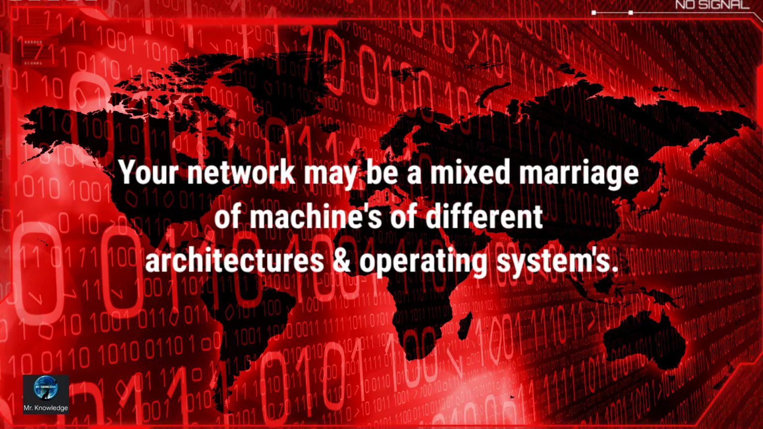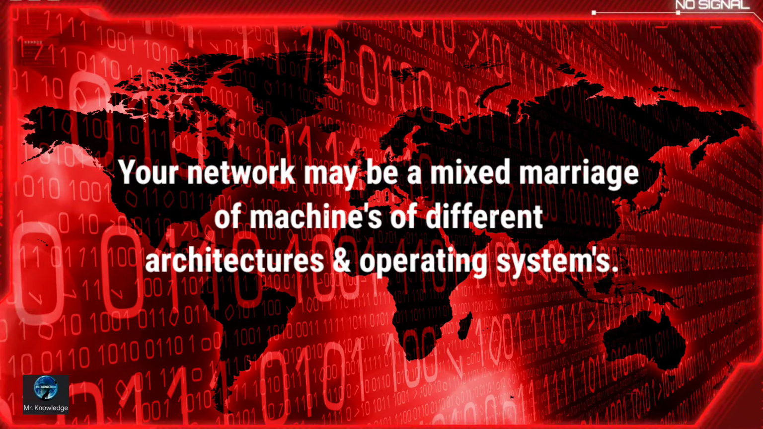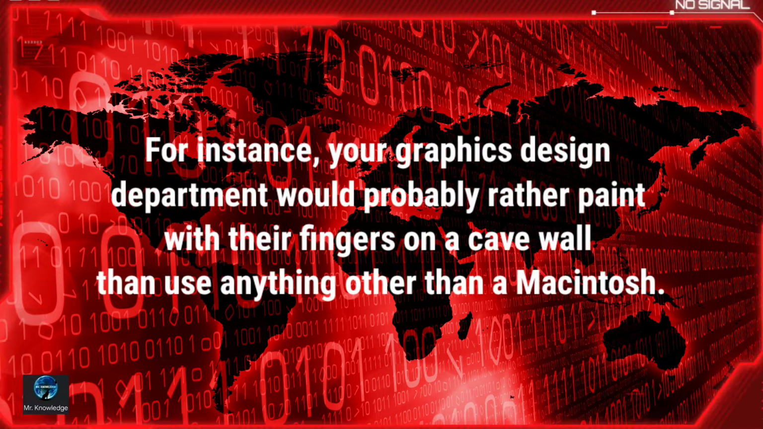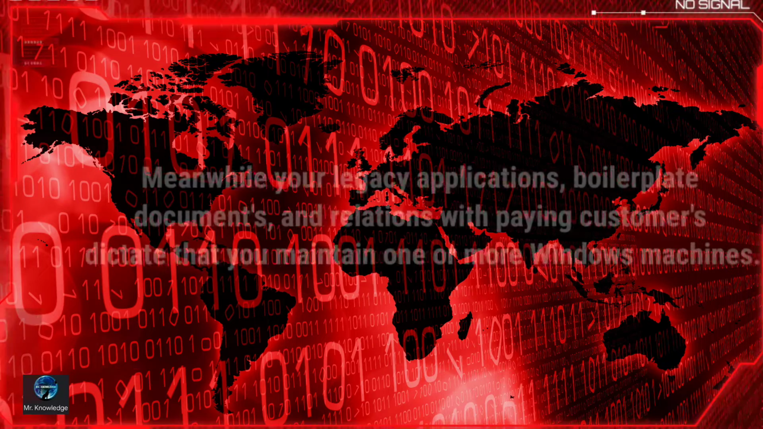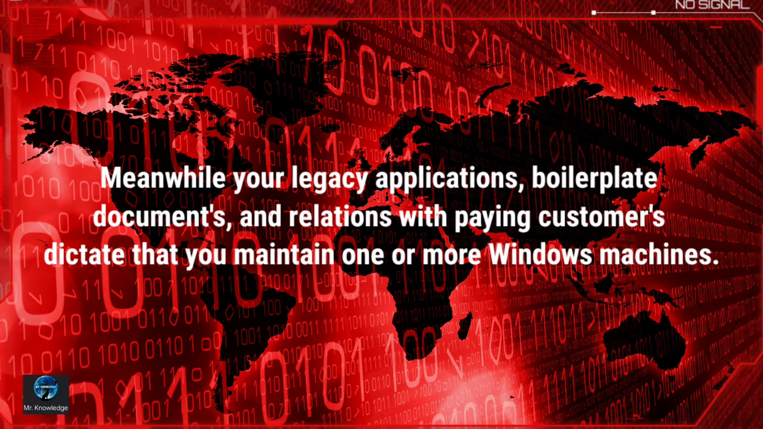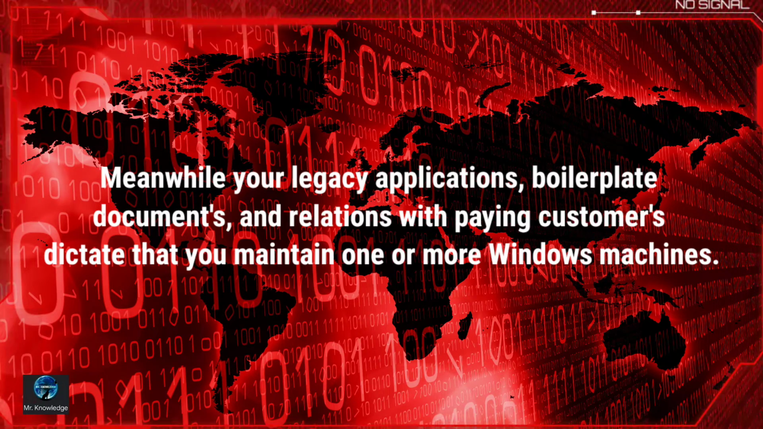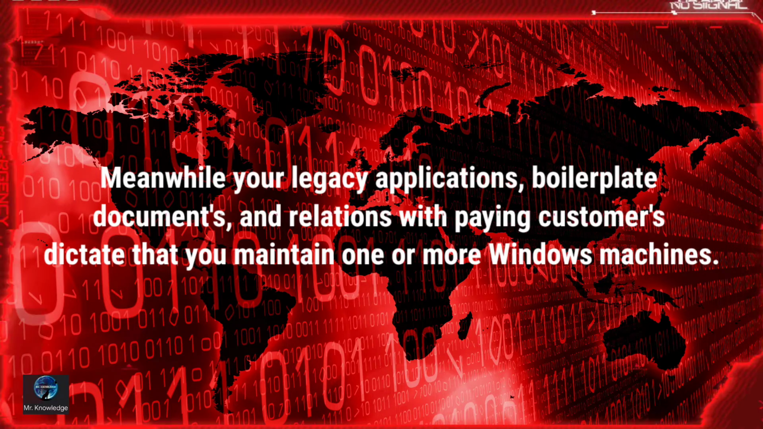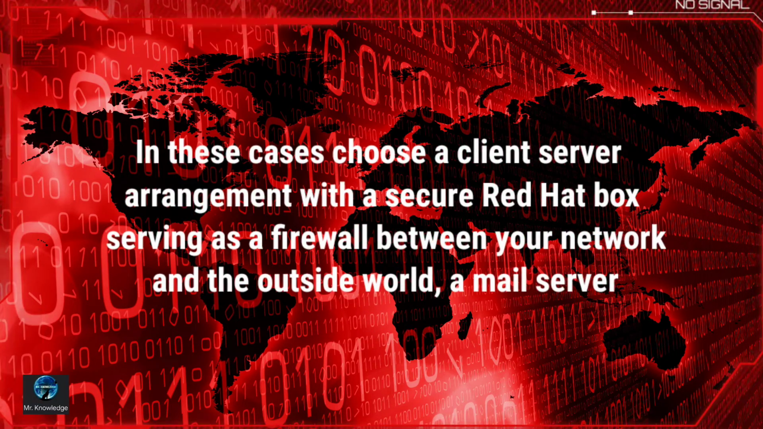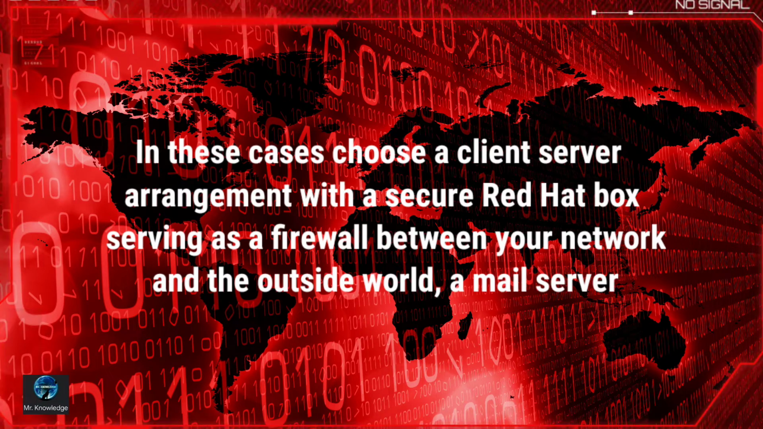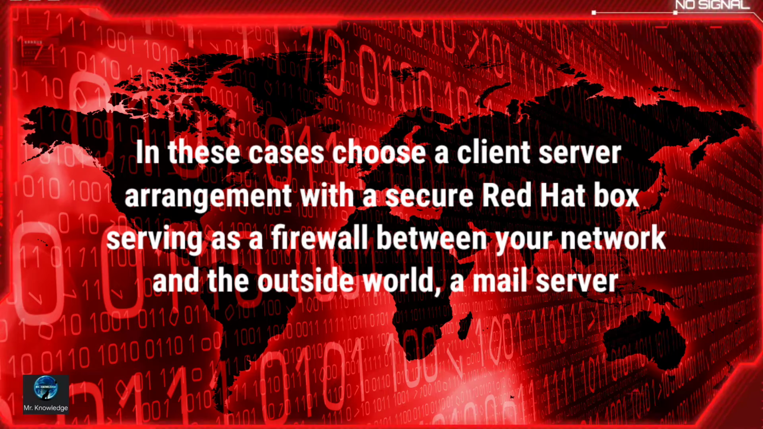Your network may be a mixed marriage of machines of different architectures and operating systems. For instance, your graphics design department would probably rather paint with their fingers on a cave wall than use anything other than a Macintosh. Meanwhile, your legacy applications, boilerplate documents, and relations with paying customers dictate that you maintain one or more Windows machines. In these cases, choose a client-server arrangement with a secure Red Hat box serving as a firewall between your network and the outside world, a mail server.